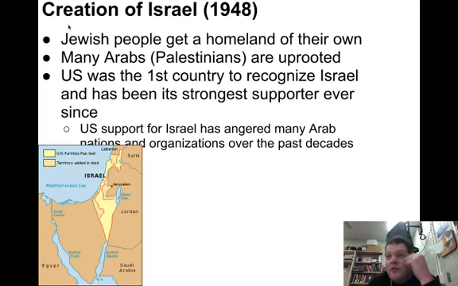And the United States is a staunch supporter of Israel. Okay, we're the first country to recognize them. We give them lots of weapons. We very much want to make sure that they are a successful nation, that they stick around, and they have everything that they need. And this is significant only because our support for Israel has made a lot of Arab nations and organizations angry at America over the past couple decades.